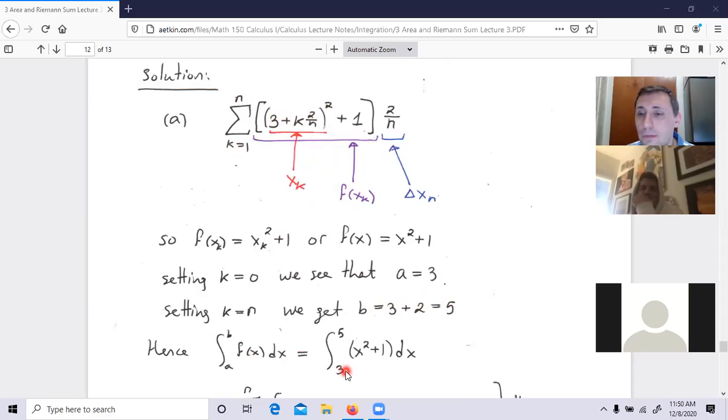So the integral is, one way to write it, there is not a unique way, there are several ways to do it, the integral from 3 to 5 of x squared plus 1 dx. You all follow how I did it? I just identify the xk, I put zero, and then I see the initial value. I put n and I see 3 plus 2, it's the final value. So it's the integral from 3 to 5 of x squared plus 1. Good?